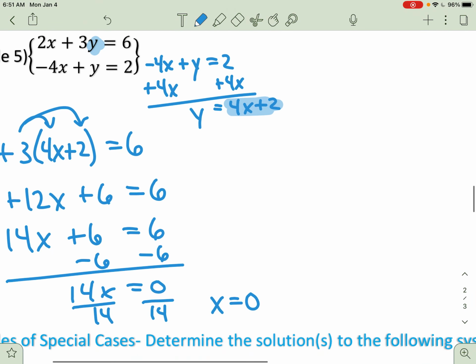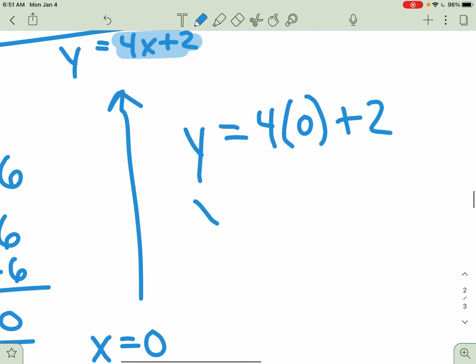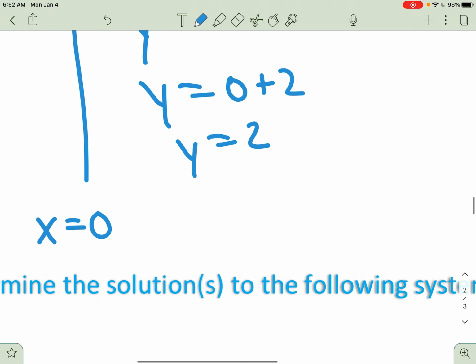Okay, so now I'm going to plug it back in for x. And you can use this equation, it's fine. All we did was rearrange it, so it's still the same equation as before, just rearranged. Okay, so y equals 0 plus 2, so y is 2. So our solution here would be 0, 2.